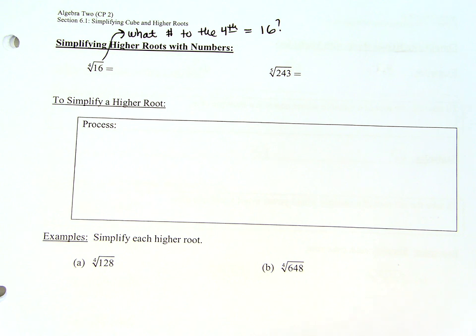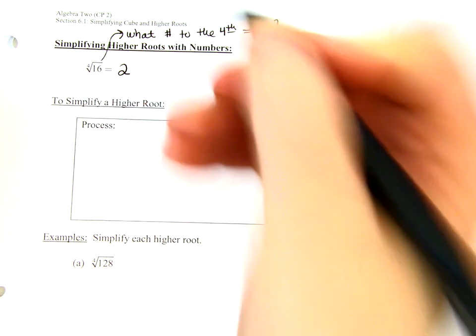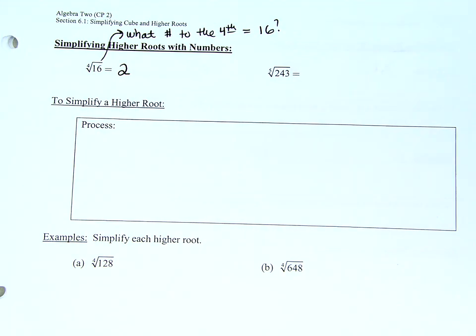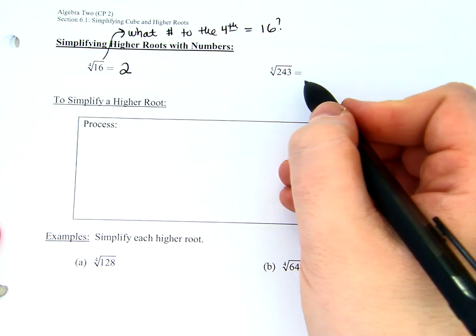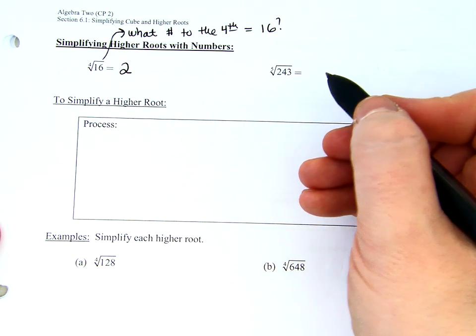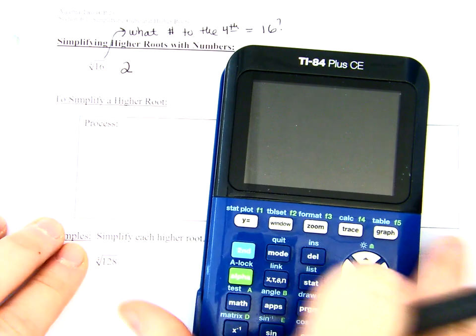Okay, it's 16. So what number to the fourth equals 16? 2. Okay. This one over here is asking what number to the fifth equals 243. I think this would be a great time for me to show you the higher root button on your calculator.